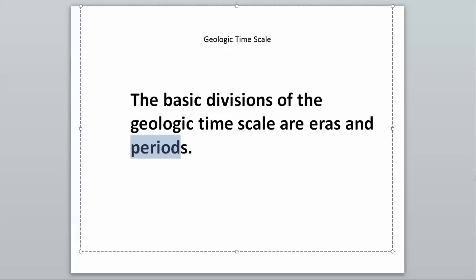We're going to do an activity in class to help us get these all straightened out. So eras and periods are two important things to know, with the era being the bigger one, and the period being what the eras are broken down into.